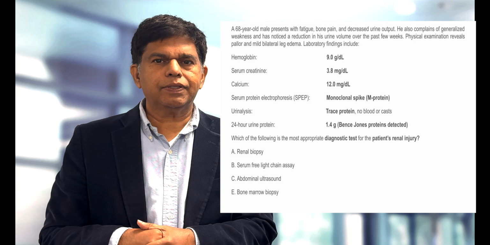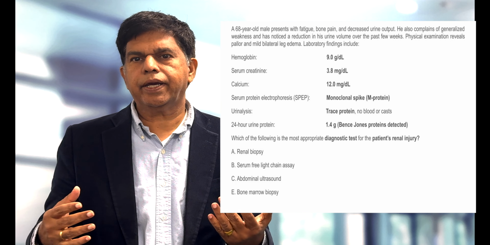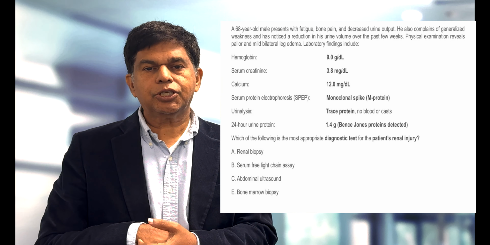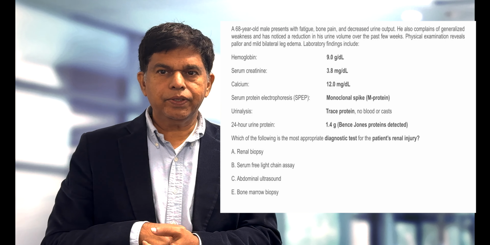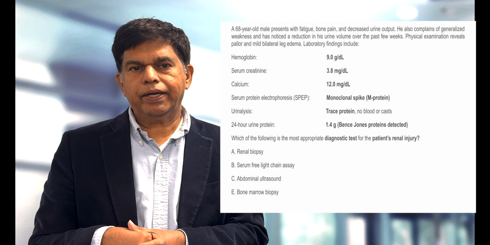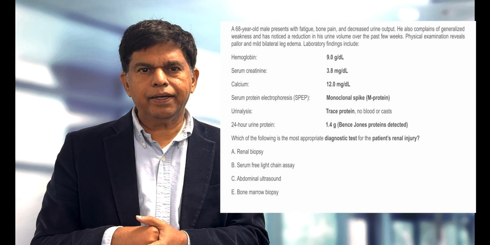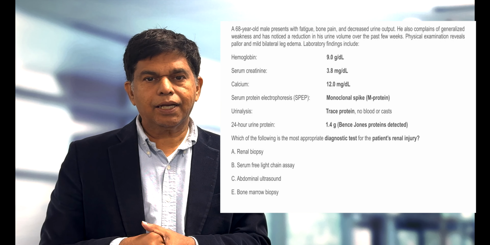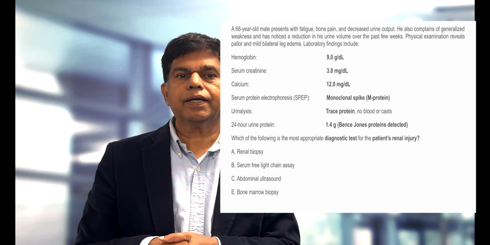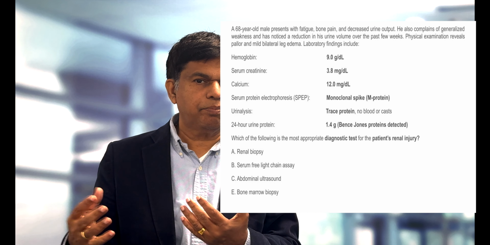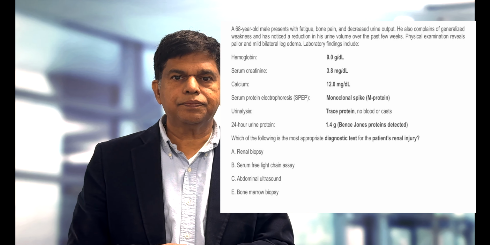The stem first. A 68-year-old male presents with fatigue, bone pain, and decreased urinary output. He also complained of generalized weakness and noticed a reduction in urine volume over the past few weeks. Physical examination reveals pallor and bilateral leg edema. Lab findings: hemoglobin 9, serum creatinine 3.8, calcium 12.0, and serum protein electrophoresis showed a monoclonal spike. There is protein in the urine; on 24-hour urine protein, Bence Jones protein was detected.